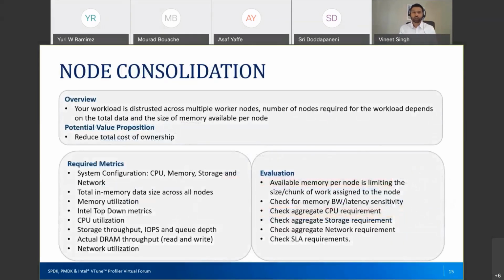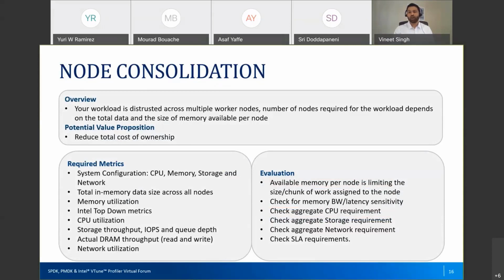The third scenario is a node consolidation scenario, and this requires a bit more analysis, but the rewards are better. You are able to reduce the number of nodes that are required for running your workload. So the idea here is that you have a workload which is running in a distributed system, and the amount of the chunk of work that you assign to a single node is limited by the size of available memory.